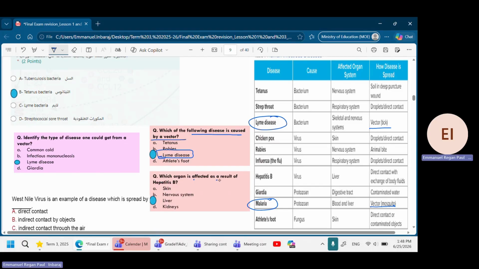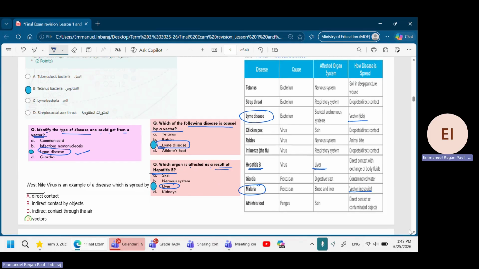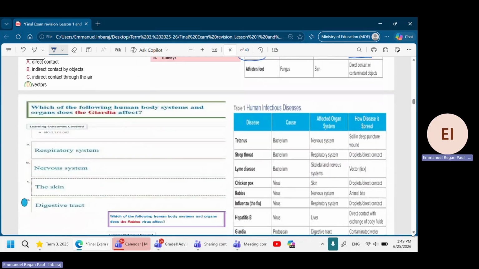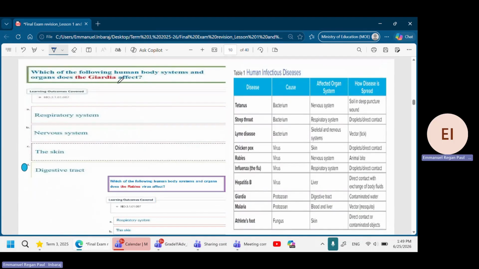So which organ is affected as a result of hepatitis B? So I told you hepatitis B affects the liver. So the answer is liver. Identify the types of disease one could get from a vector. So Lyme disease and malaria, these two. So here you have only Lyme disease. Okay, so it's easy. Just the table. You need to memorize it. They will not give you the table. Okay, you should know it. And then look at the next one. Which of the following human body systems and organs does giardia affect? You see giardia? It affects the digestive tract.